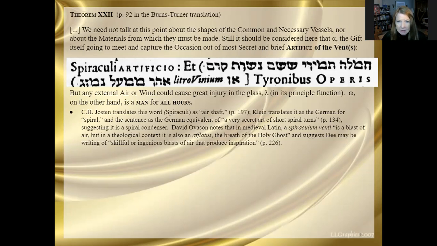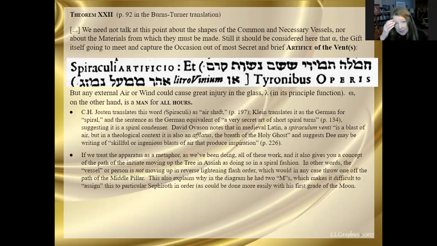David Ovason, pen name of the late Fred Gettings, notes, and he's writing in Shakespeare's Secret Book where he has a chapter on the Monas Hieroglyphica, that in medieval Latin, a spiraculum venti is a blast of air, but in a theological context, it's an afflatus, the breath of the Holy Ghost. And so he suggests that Dee is writing of a skillful or ingenious blast of air that produces inspiration.